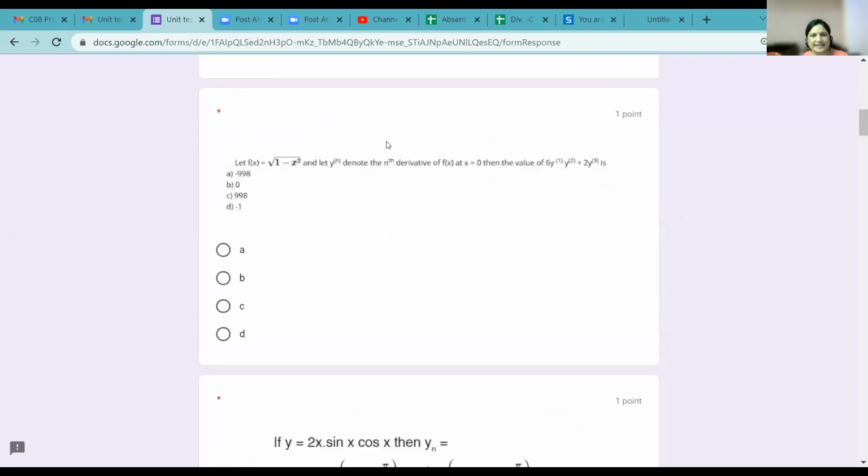Go for next. Now look at this. In this example, we have f of x. Here also we are going with derivative. So what we have to find out? Look at this. f of x is nothing but y is equal to square root of 1 minus x square. Now here yn denotes the nth derivative of f of x at x is equal to 0.